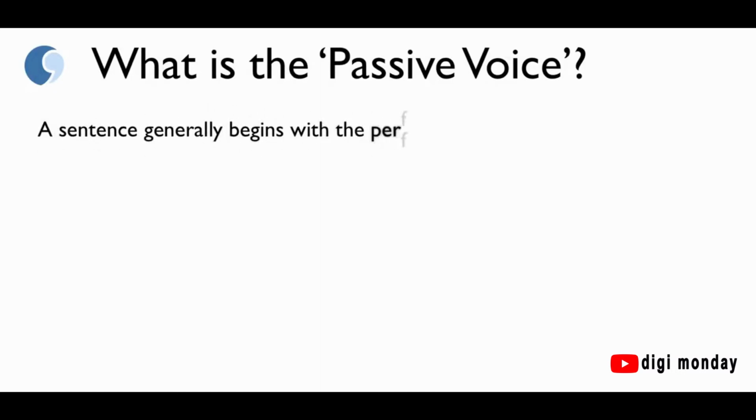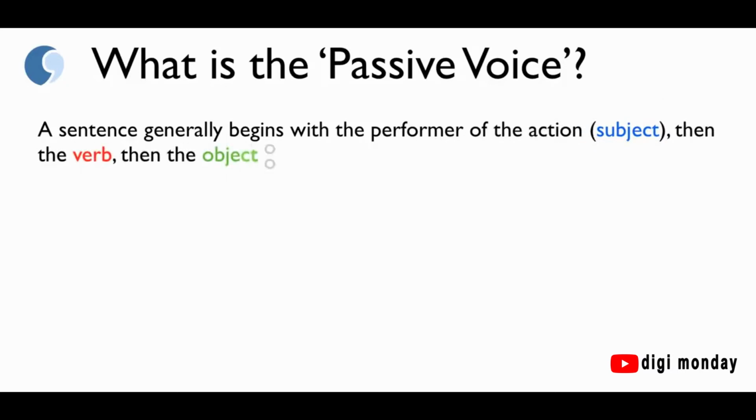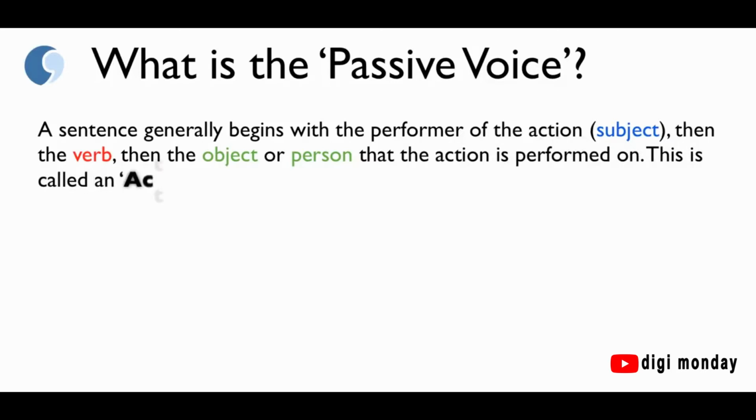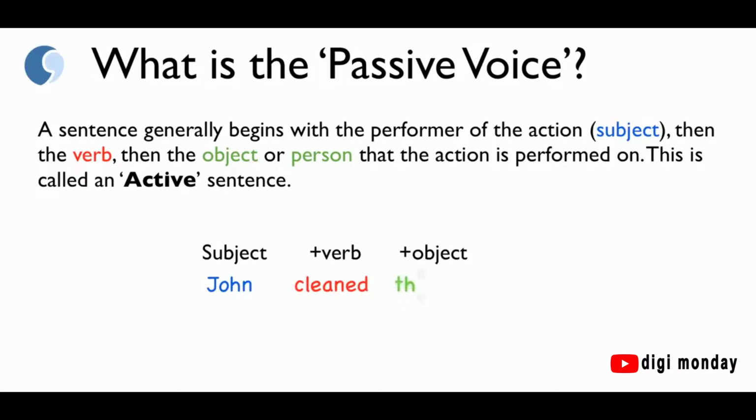A sentence generally begins with the performer of the action, the subject, then the verb, then the object or person that the action is performed on. This is called an active sentence. For example, the subject is John, the verb is cleaned, and the object is the room.